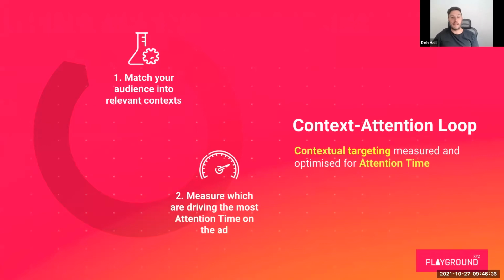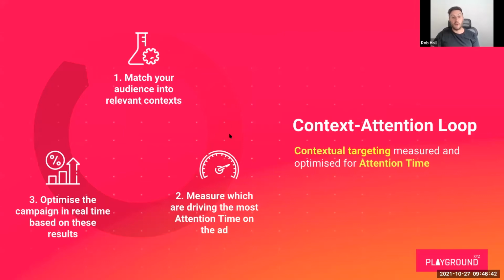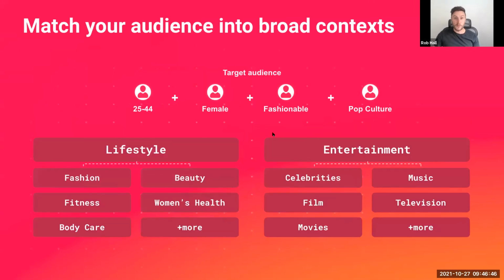Then you use the signals to measure which are driving the most attention time on your ad. And then finally, you optimize to those contexts that are performing the best. So walking you through that example, what we do here is say, okay, you are after females 25 to 44 who are fashionable and into pop culture. This looks like a reasonable search space. Let's call it a search space to begin.